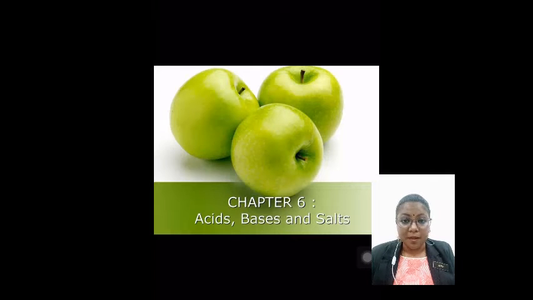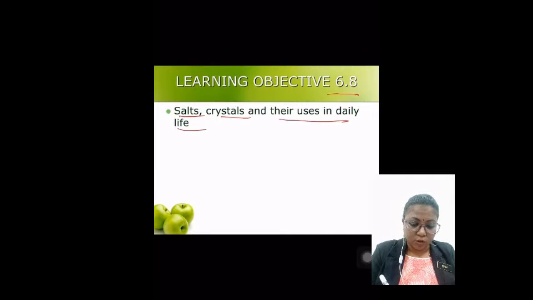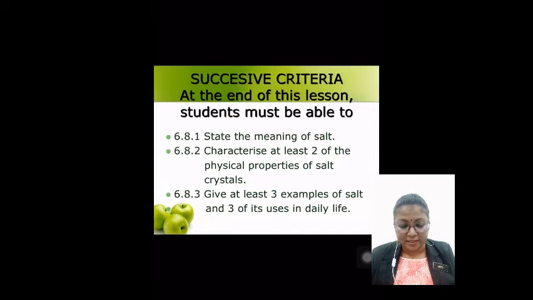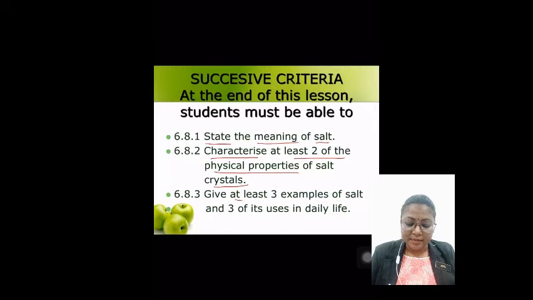Today's lesson will be about acid, base and salt. Particularly, we are focusing on salt. Today's learning criteria is 6.8, the salt, crystal and their uses in daily life. So, the success criteria will be, at the end of this lesson, students must be able to state the meaning of salt accurately, characterize at least 2 of the physical properties of the salt crystals, and give at least 3 examples of the salt, and 3 of the uses in daily life.